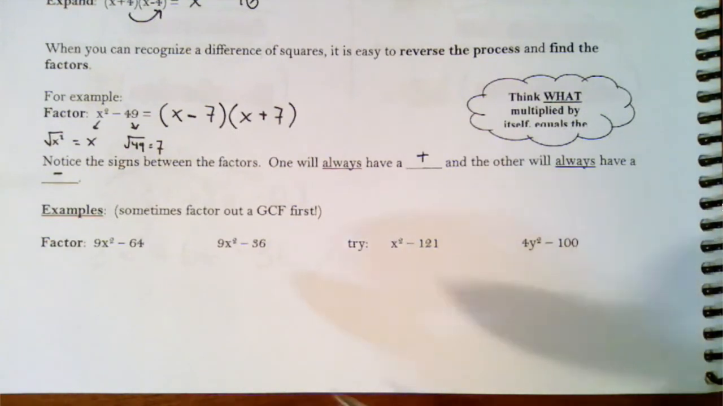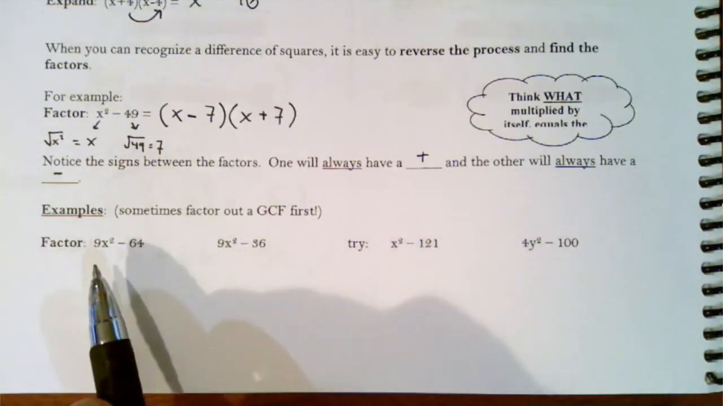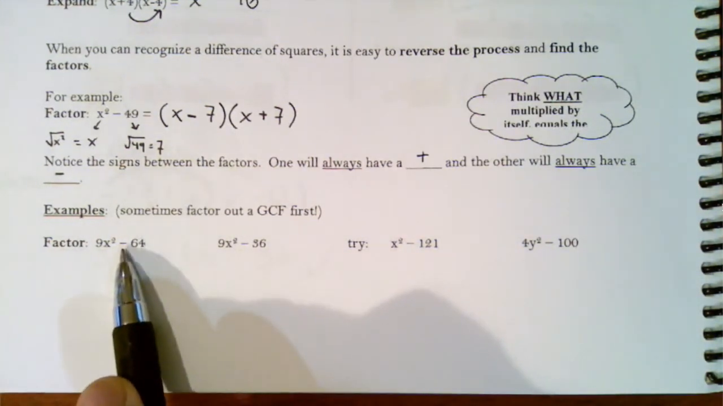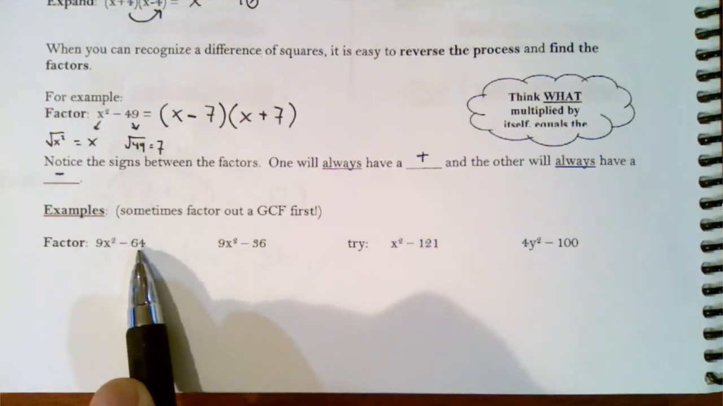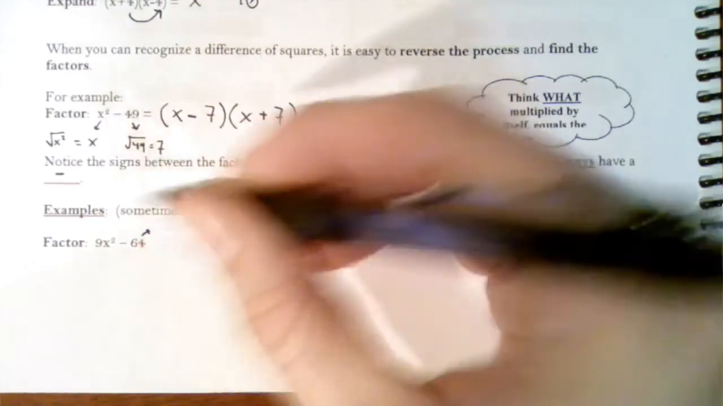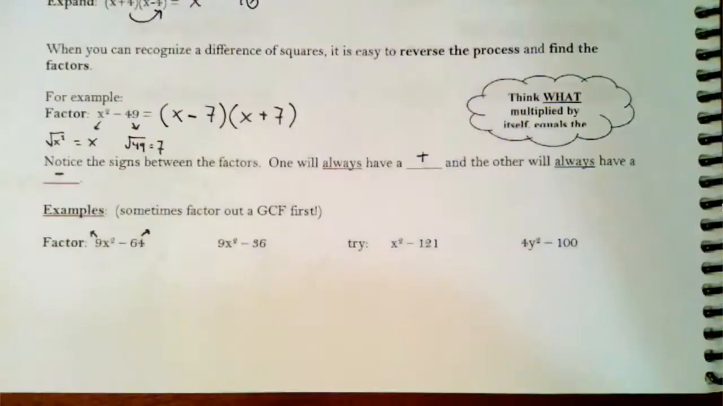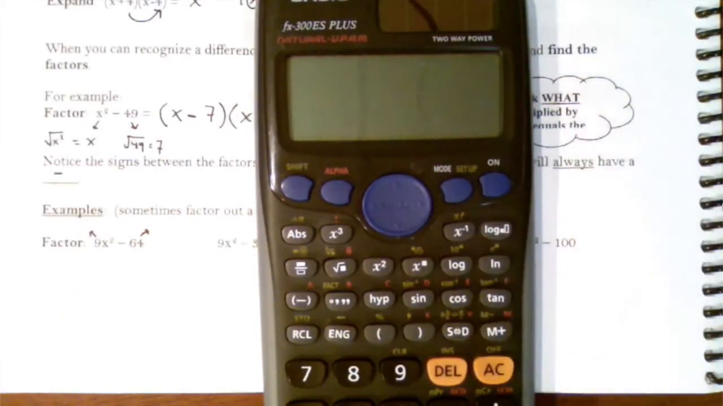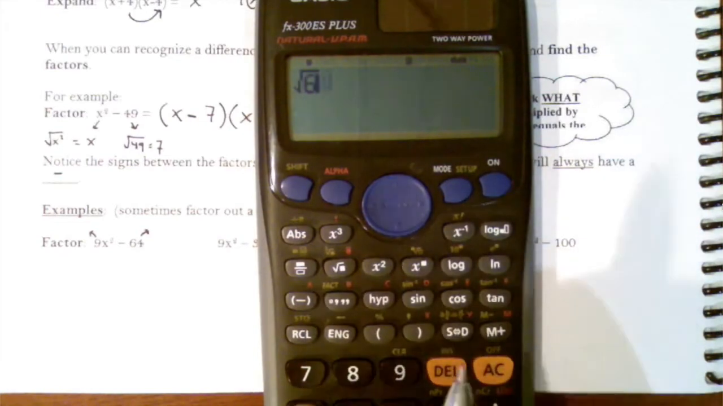So now we ask ourselves, is this a difference of squares? Well, there's a minus sign in the middle. Can we square root both 64 and 9x squared? Well, let's try. I'm just going to do the work up here. I'm going to get a calculator for this one. Can we square root 64? Well, we look for the square root button, 64. We get 8, so we can square root 64.